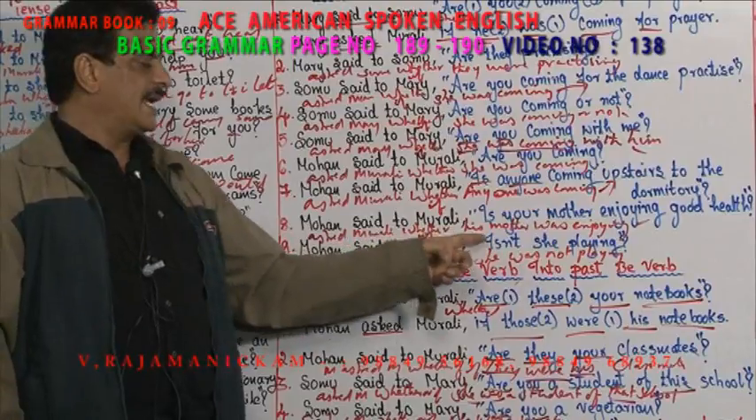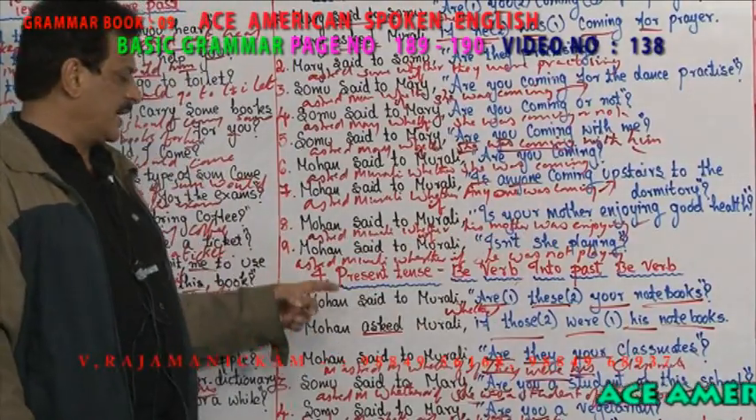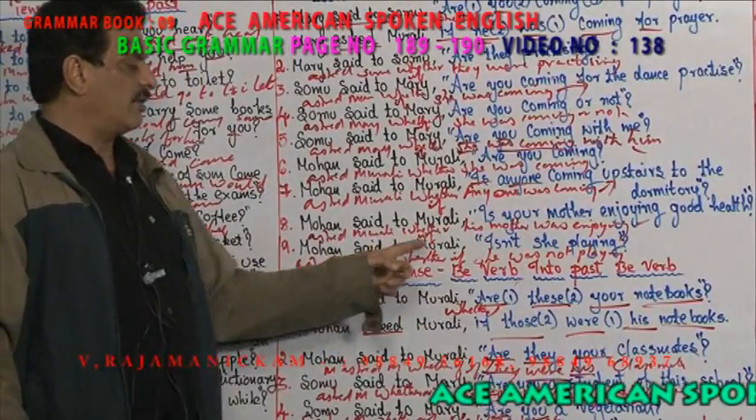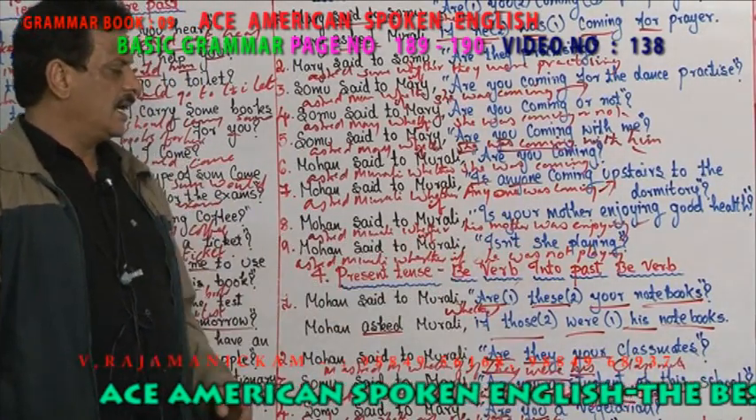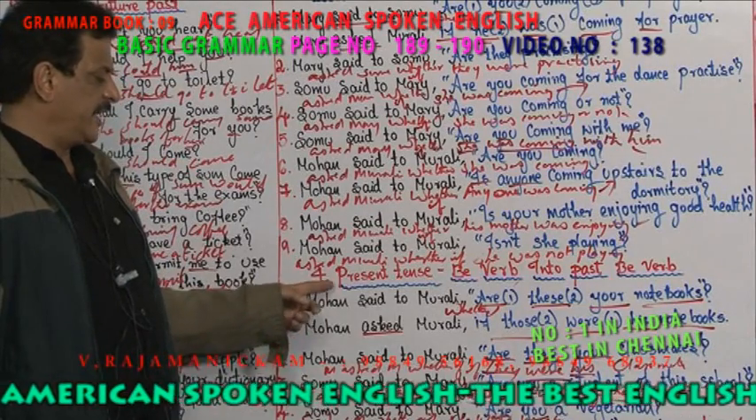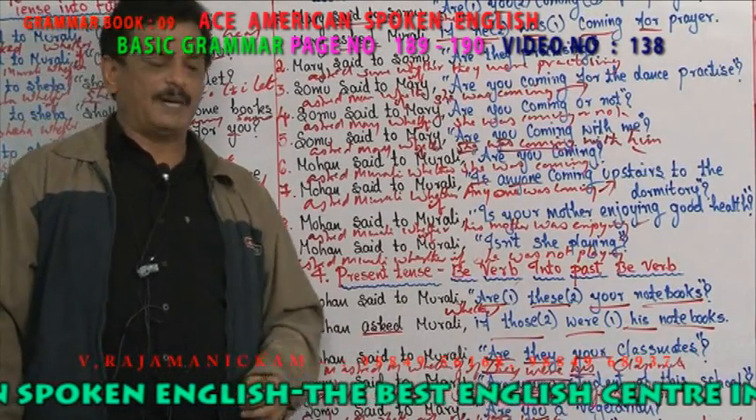Mohan said to Murli, isn't she sleeping? அவள் தூங்கிக் கொண்டிருக்கவில்லையா? Mohan asked Murli whether or if she was not playing. Isn't she playing என்பது if she was not playing என்று மாறிவிட வேண்டும். Present tense be verb into past tense verb.